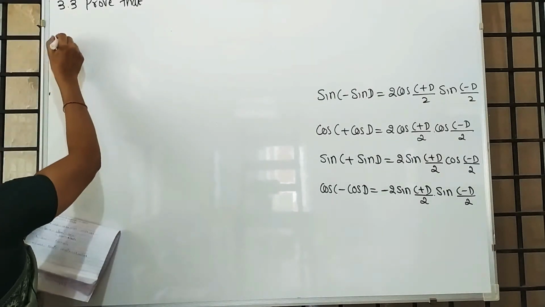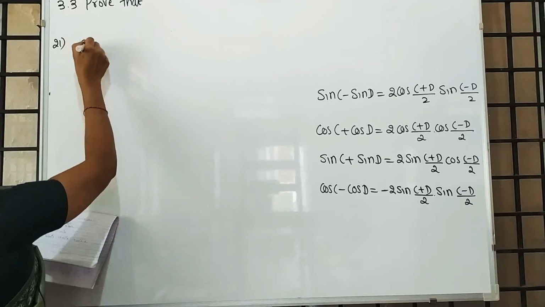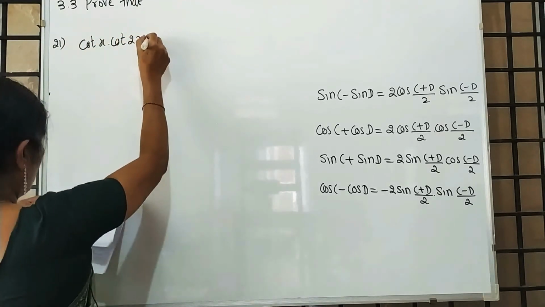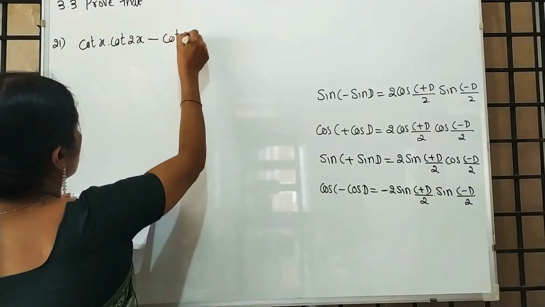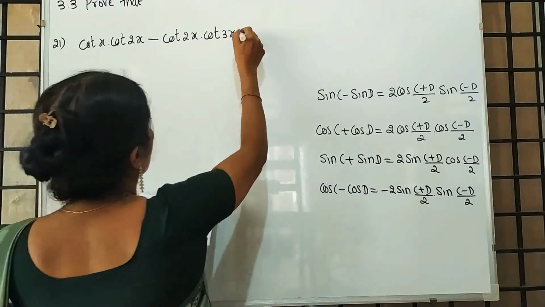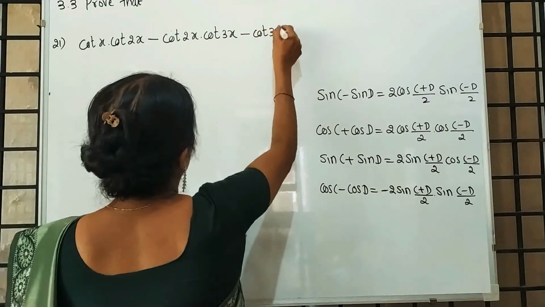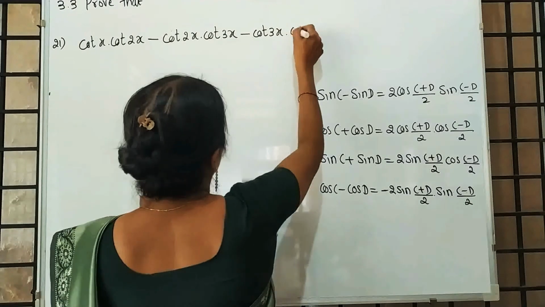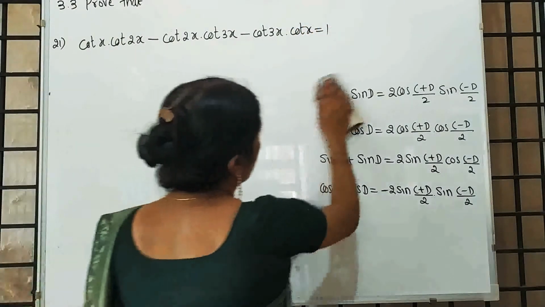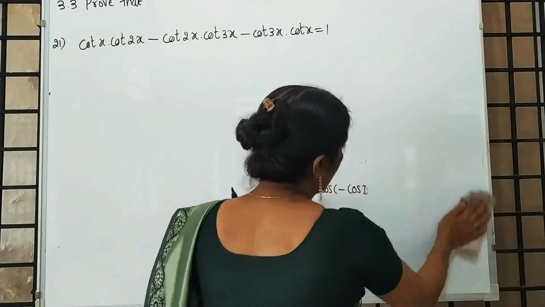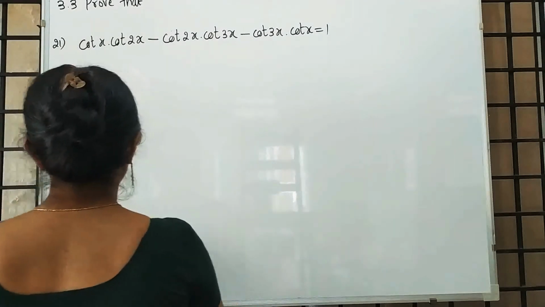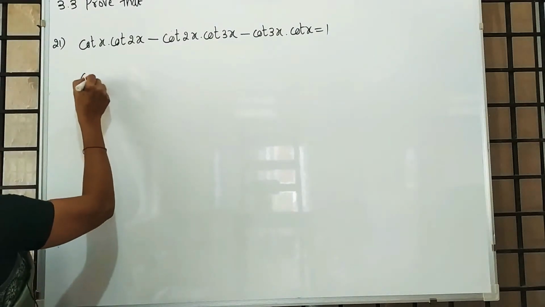Prove that cot x into cot 2x minus cot 2x into cot 3x minus cot 3x into cot x is equal to 1. So here we are not writing either LHS or RHS, but we are using one basic general concept here. See how you will split cot 3x.